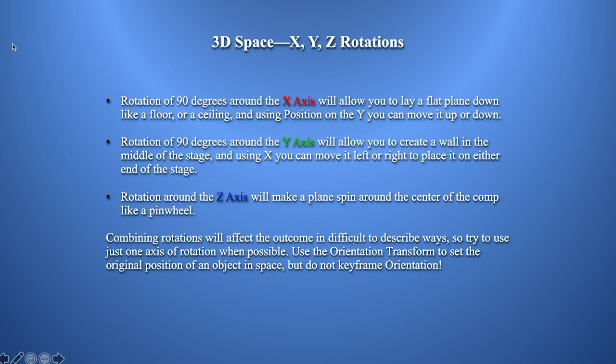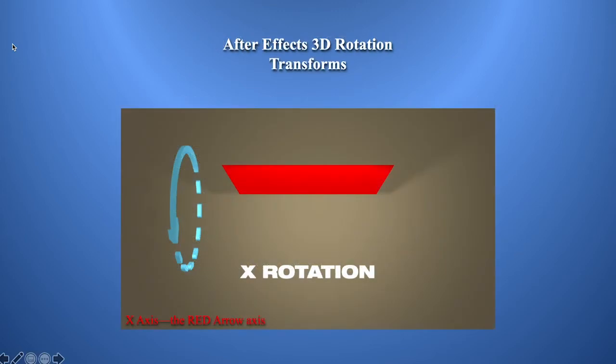Combining rotations will affect the outcome in difficult to describe ways, so try to use just one axis of rotation when possible, especially at the beginning. You can add more rotations as you get it in the position you wanted. Use the orientation transform to set the original position of an object in space, but don't keyframe orientation unless you really know what you're doing.